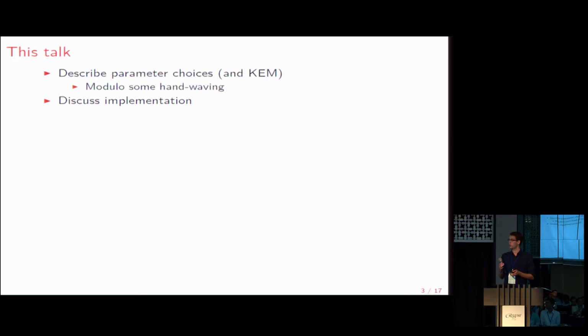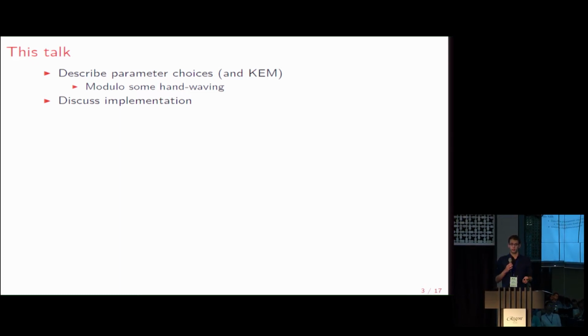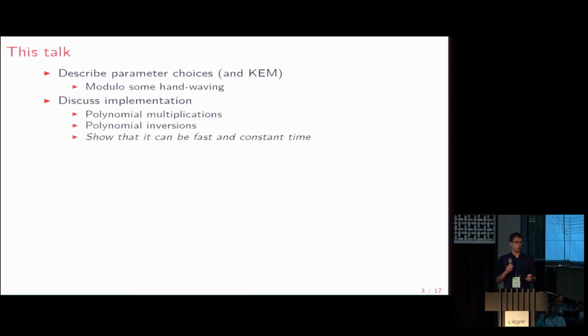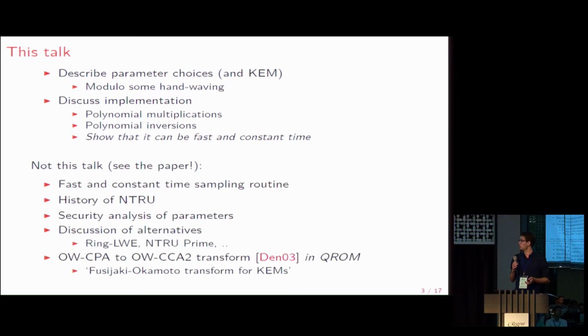I'm going to talk about parameter choices. How does NTRU work? Which parameters did we select? And then I'm going to discuss implementation details, because I mean it's CHES. I'm going to focus on polynomial multiplication and on inversion, and give you an intuition why this is fast and constant time. I'm not going to do a bunch of other things.